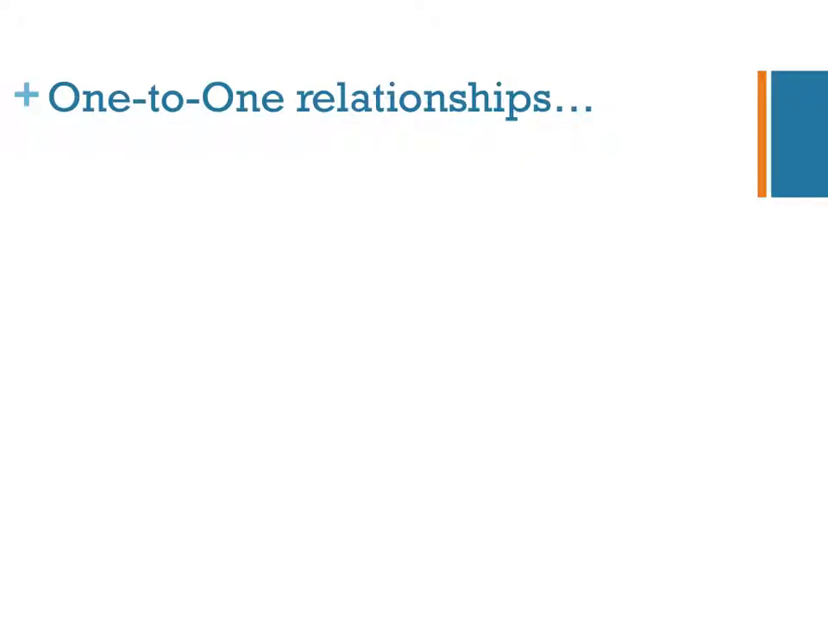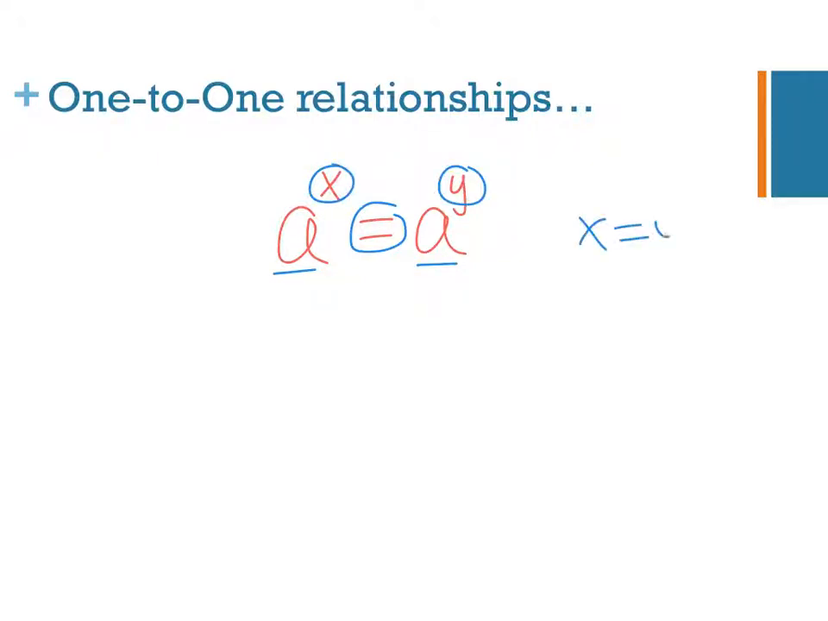First, let's talk about one-to-one relationships. Here's an example one-to-one relationship. If I have an exponential function, say base a, raised to some power of x, but it's equivalent to another function, base a, raised to some power of y, since there's an equal sign in between, and the bases are the same, this means I can set the exponents equal to each other and solve for whatever variable I need to.